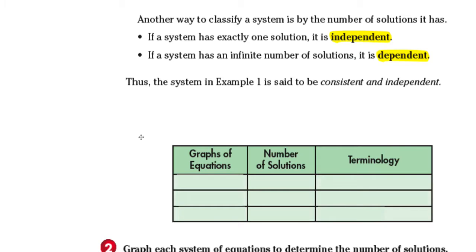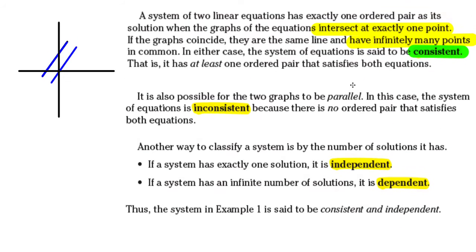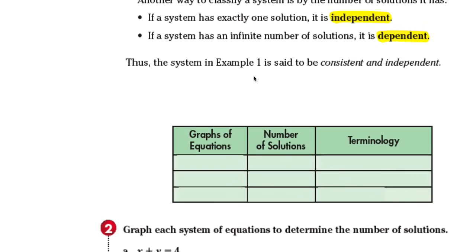So the system in example 1 is said to be consistent and independent because it has one solution, and that makes it independent. At the same time, following the definition of a consistent equation, it has at least one ordered pair that satisfies both equations. So example 1 is consistent and independent.